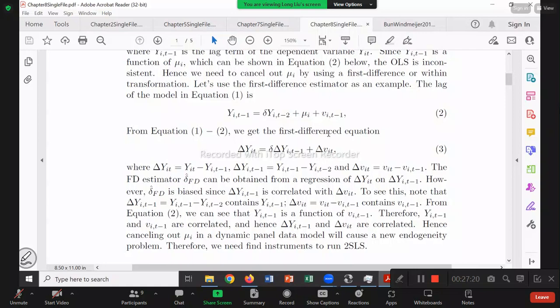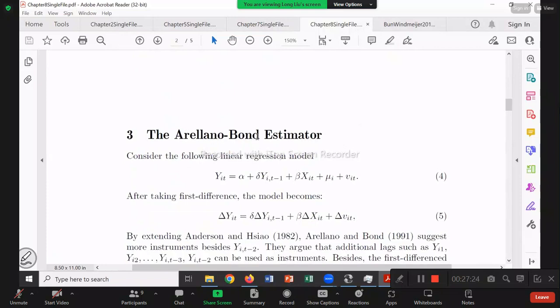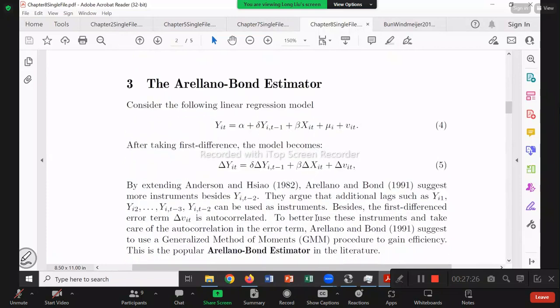The solution is called the Arellano-Bond estimator. What is the Arellano-Bond estimator? In short, it's a GMM estimator. If you're not familiar with GMM, not a problem. I'll explain briefly what it is. Very simple. You can understand GMM as a fancy version of two-stage least squares.